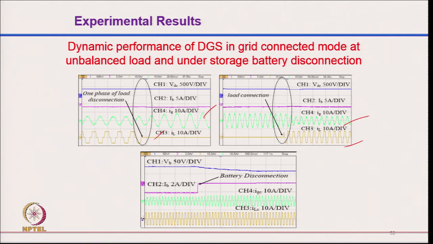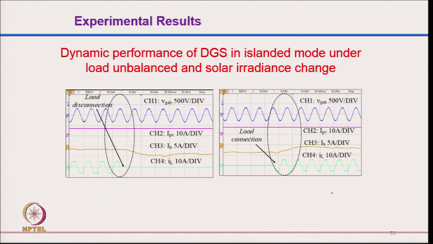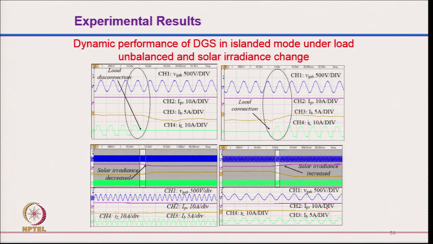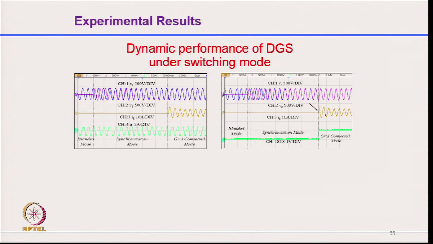And here, if the battery is not there, the system still works very well, with load removal and load addition. So, this is the load addition, load removal and load addition performance. Then the grid appears after a few cycles, and the system is synchronized to the grid. So, the grid current starts appearing.